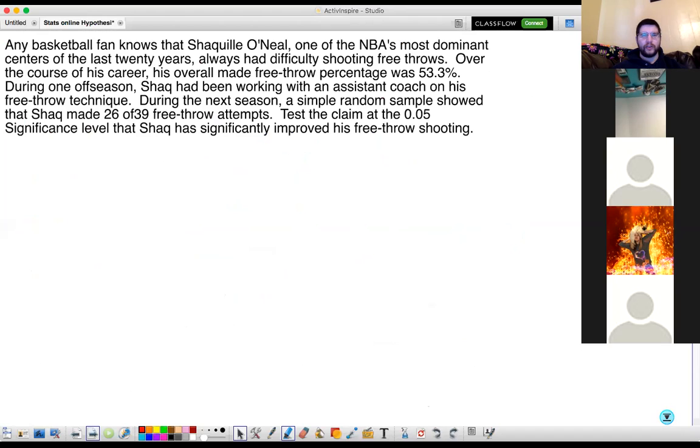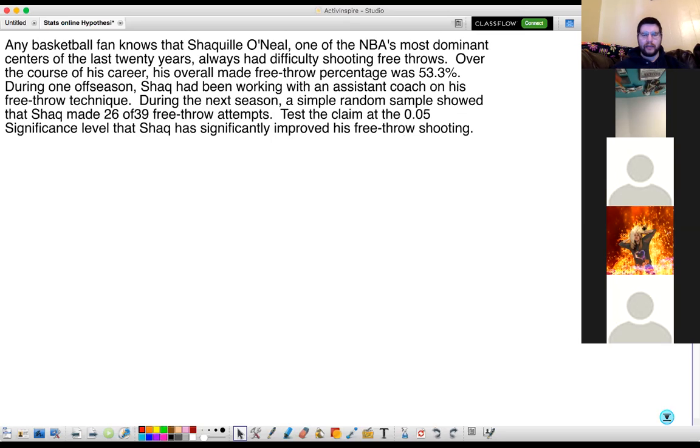Any basketball fan knows that Shaq was one of the NBA's most dominant centers, and he was bad at shooting free throws. Over the course of his career, he made 53.3% of his free throws. One offseason, Shaq had been working with an assistant coach on his free throw technique. During the next season, a simple random sample showed that Shaq made 26 of 39 free throw attempts. Test the claim at the 0.05 significance level that Shaq significantly improved his free throw shooting.